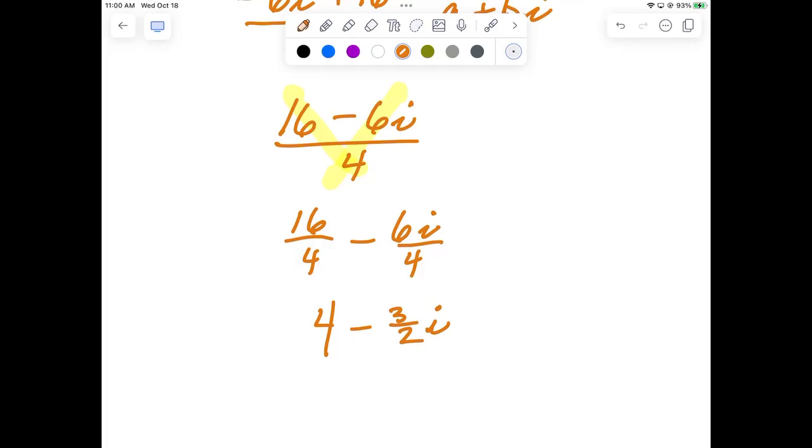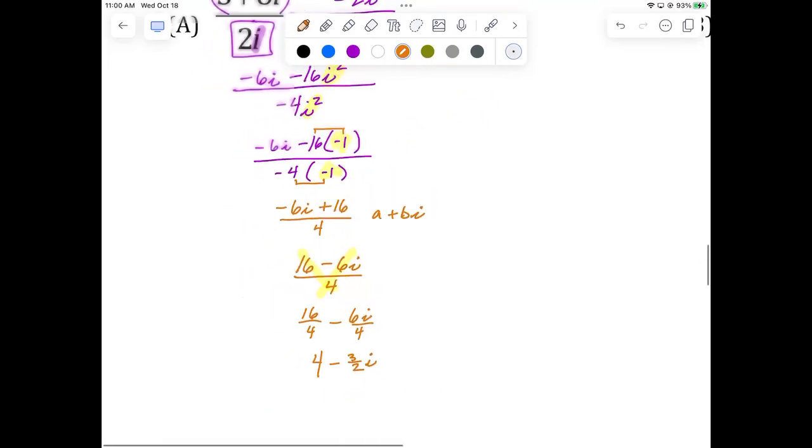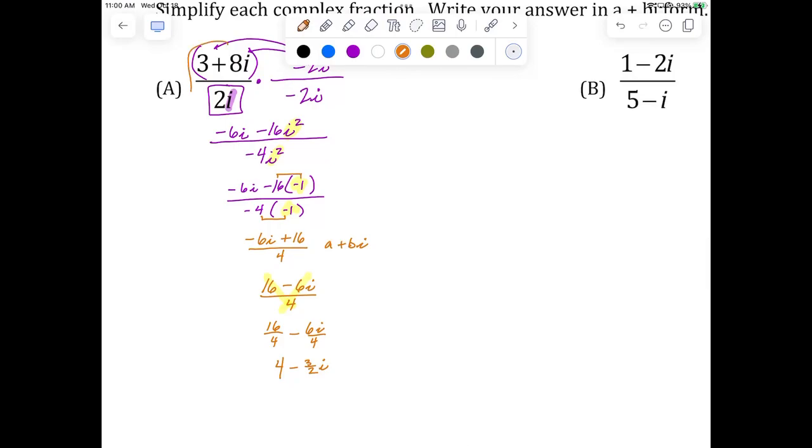So we get 4 minus 3 halves i. Now what does that mean? That means that our original expression, (3 plus 8i) over 2i, is exactly the same as 4 minus 1.5i. They mean the exact same thing. But 4 minus 3 halves i is written in a plus bi format. A is 4 and b is negative 3 halves.